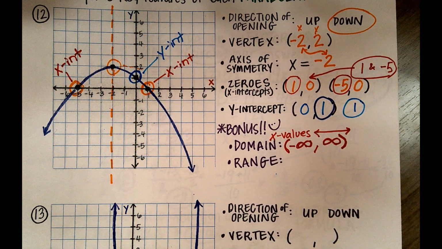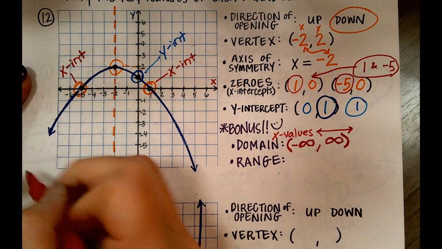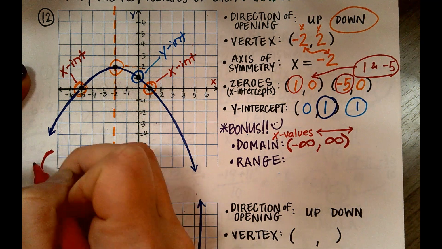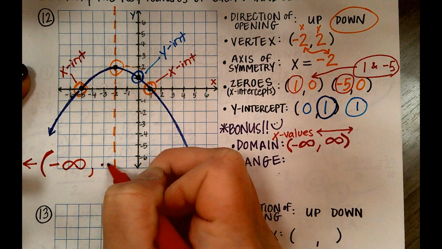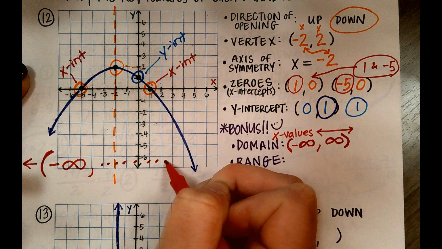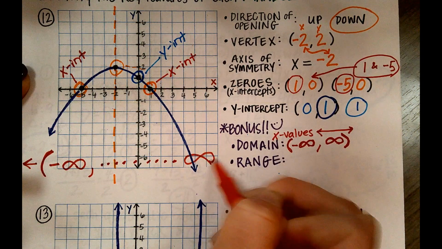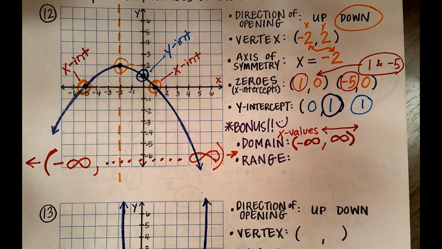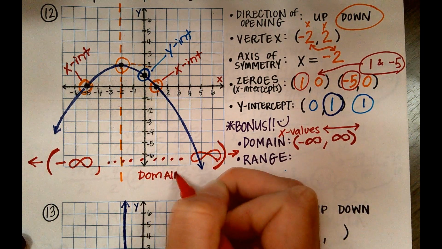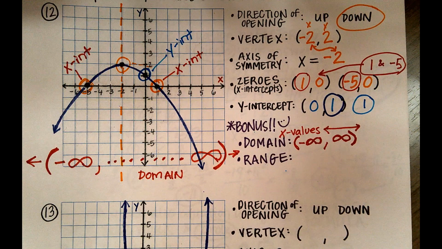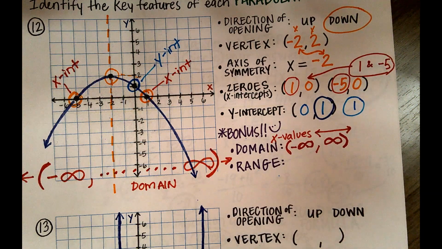Now I figured it out. You see that? So it's basically telling you you could do this. Ready? Negative infinity, on the other side, and then it keeps going, keeps going, keeps going, all the way to positive infinity forever. This is the domain. And so that's the same with the range. That's your vertex. So the range is the y values. How far up does it go? How far down does it go?